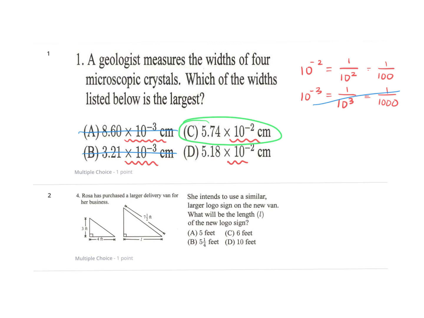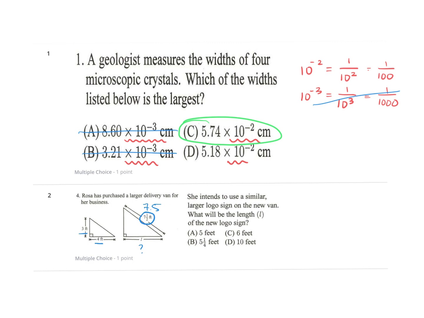Looking at number 2, we have a geometry problem. It said that Rosa has purchased a larger van for her business. She intends to use a similar, larger logo sign on the new van. We want to know, what will the length L of the new logo sign be? Looking at the smaller triangle logo, our dimensions are 3 feet by 4 feet. On the new logo, we have this dimension here, which is the hypotenuse of the triangle, 7.5 feet. And I want to know what's the length of the bottom of that logo, L.